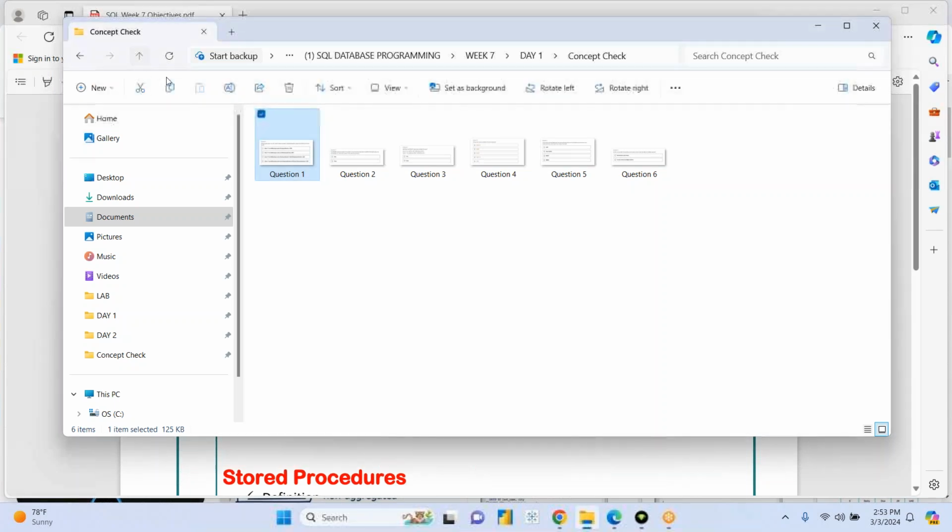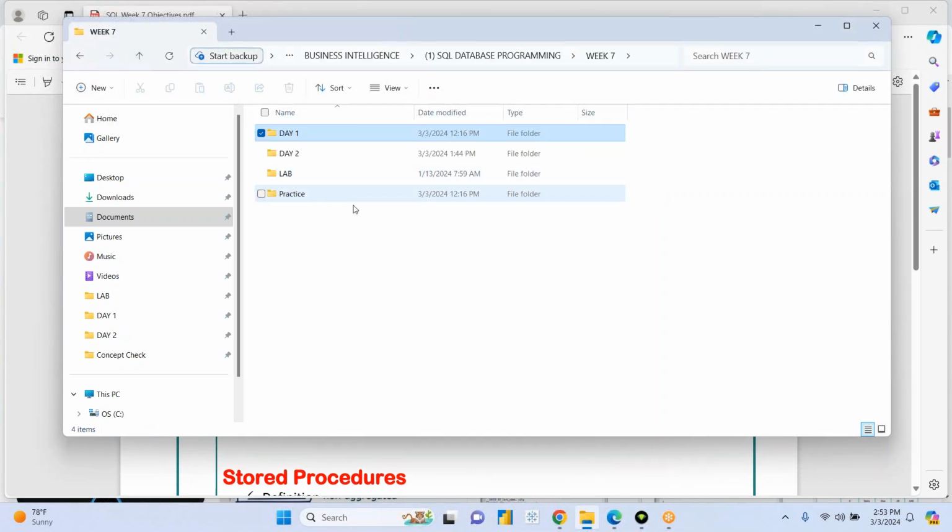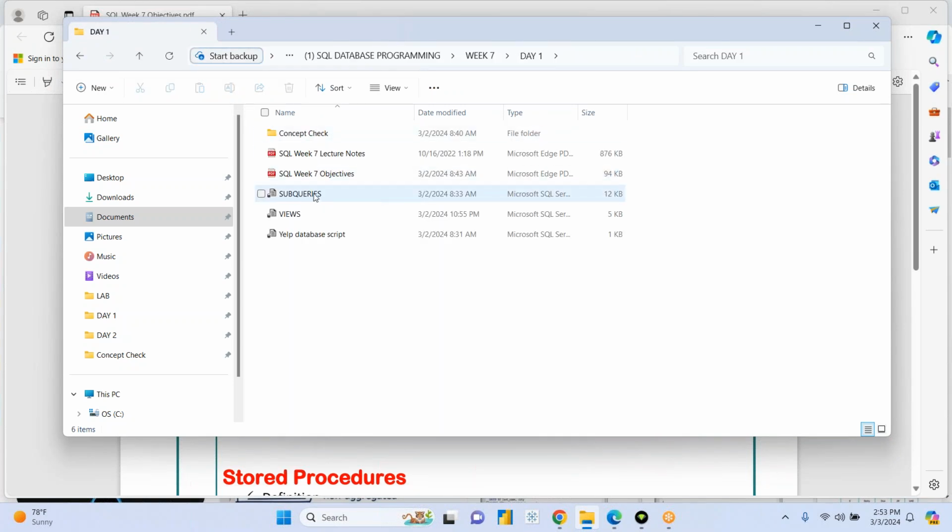So I'm going to take you to yesterday's lecture so that we can conclude the subqueries material. Only my system is going to allow me to run these queries. So go ahead and open the subqueries. Yesterday we talked about views. Today we're going to look at subqueries.